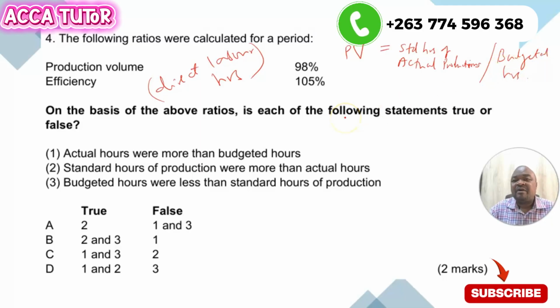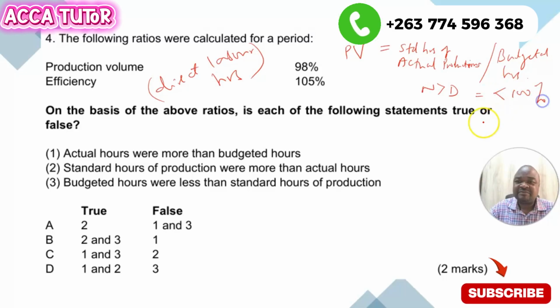All right, so we know that if the numerator is greater than the denominator, the fraction will give us a ratio that is greater than 100%. If the numerator, that is the standard hours of actual production, is greater than the budgeted hours, then the ratio would be greater than 100%. So in this case, our ratio is less than 100%. 98% is less than 100%.